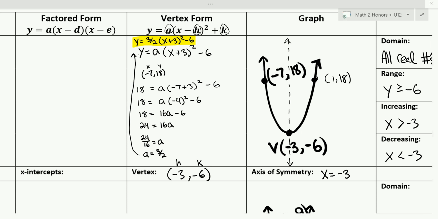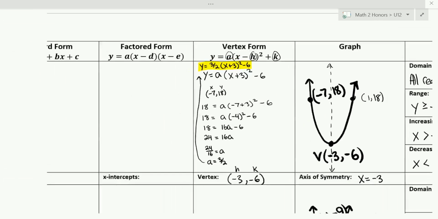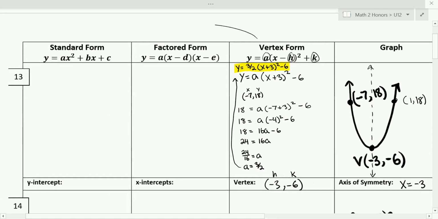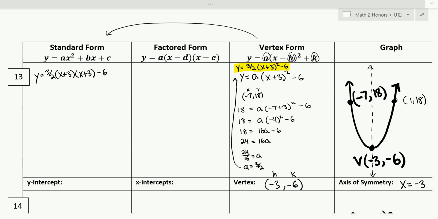Okay. Once you have vertex form, go to standard form. So I'm going to start with vertex form, 3 halves times x plus 3 squared. That's x plus 3 times x plus 3, minus 6. And I'm going to multiply all that out. Again, I'm going to pause here. Go ahead and try multiplying all that out correctly. We just need practice here.